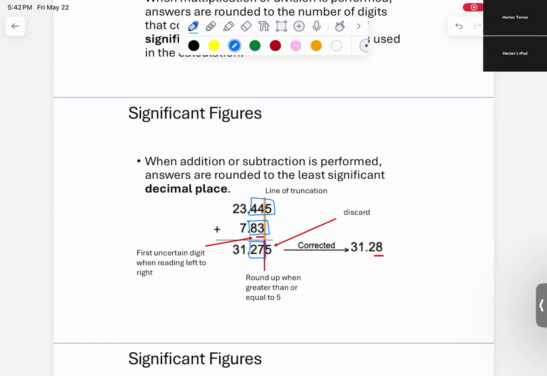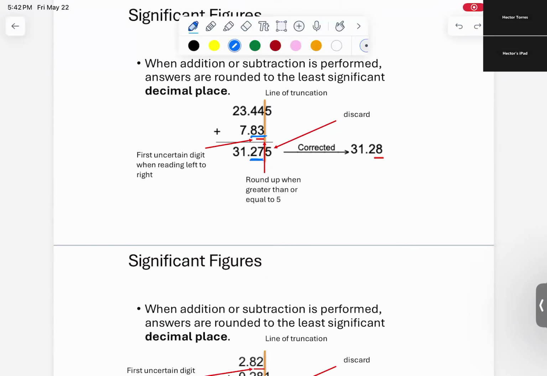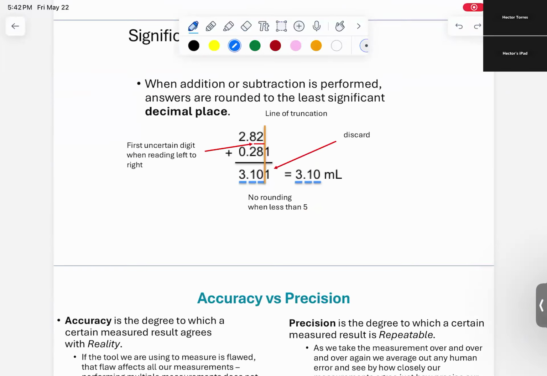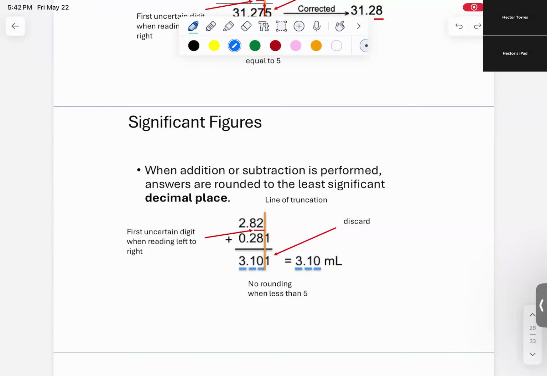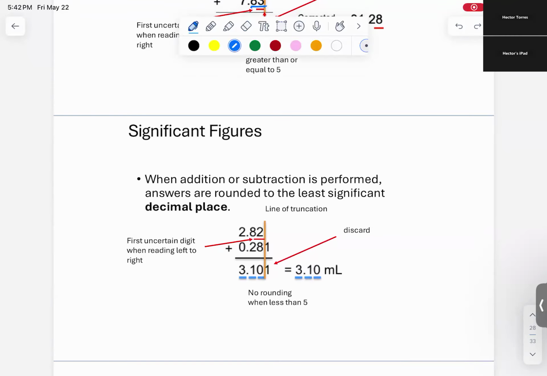For this one, I have one that's only 2 spots after the decimal, so my final answer is only going to have 2 spots after the decimal. Anything after that is going to be rounded, and as we can see, we rounded from 7 to 8. So that's how we do addition and subtraction: look at the decimals, see which one has the least amount of decimals, and that's how many decimals you should have in the end. I think I forgot to do one for multiplication, but no worries.